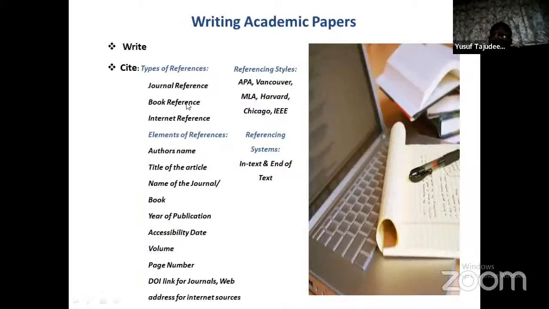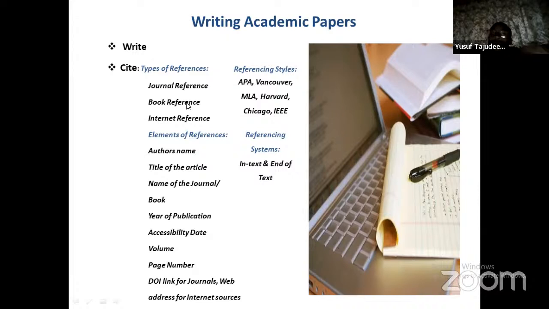Now, when you are done paraphrasing, you are ready to write your papers. So first you write. The second step, while you write, is you cite. You are going to provide a reference to where you got your information from. You need to cite it. So how do we cite? What are the key elements of references?